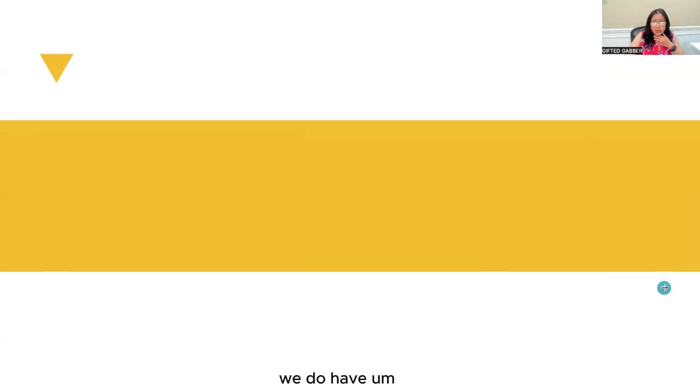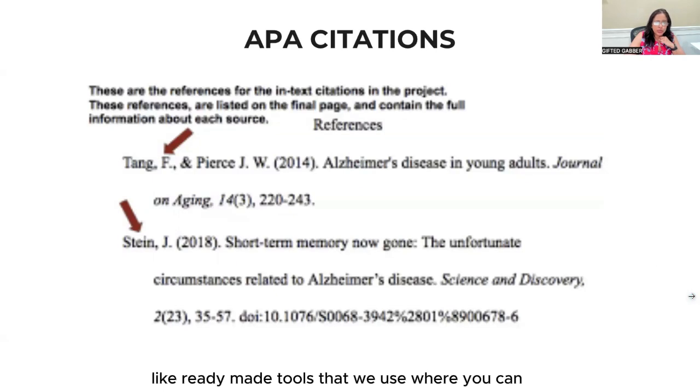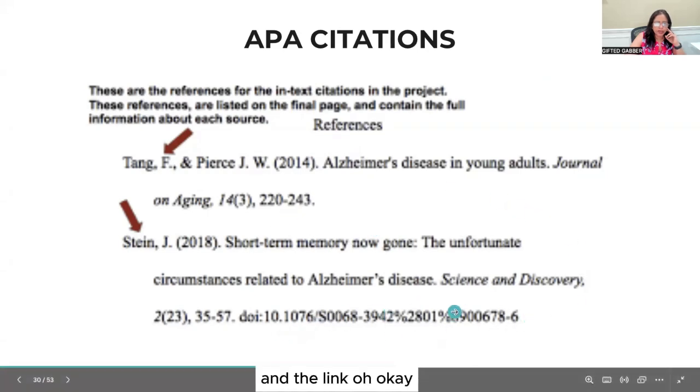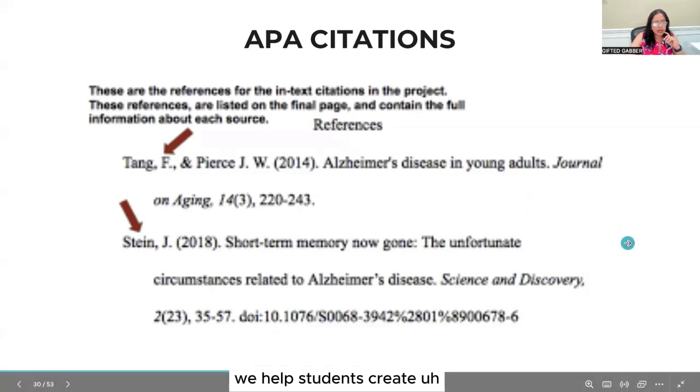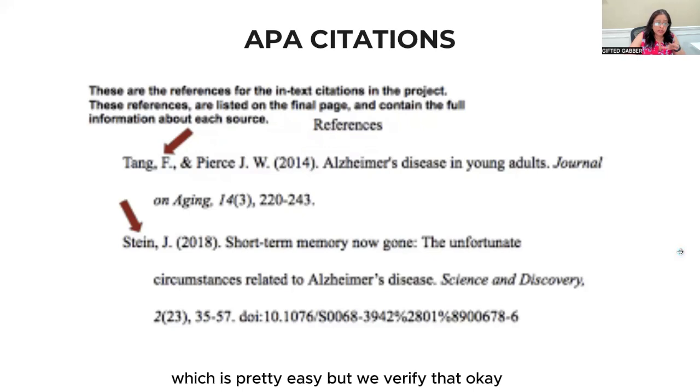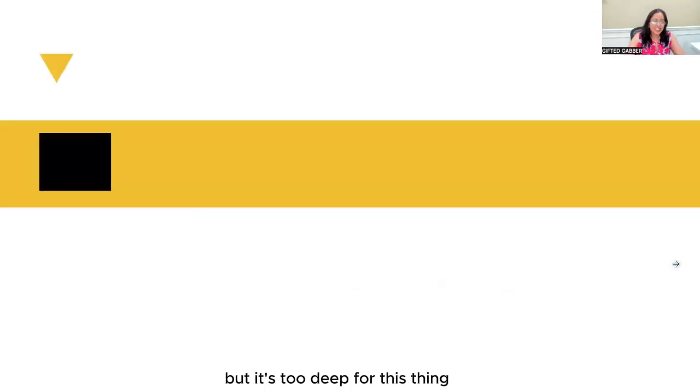And citations, we do have ready-made tools that we use where you can put the link of the research paper and it'll automatically create the citation, because the format of the citation is very important. This is APA citation, where they expect all the authors to be there in the citation, then the name of the journal, the year that it was done, right? And the link. Okay, so we help students create the APA citation. There are tools for that, which is pretty easy, but we verify that, okay? There are also in-text citations. Sometimes, outside of the last part of the research paper where they have citations, if they've referenced a research in a paragraph, then they need to do an in-text citation. We teach them that as well, okay? But it's too deep for this discussion.